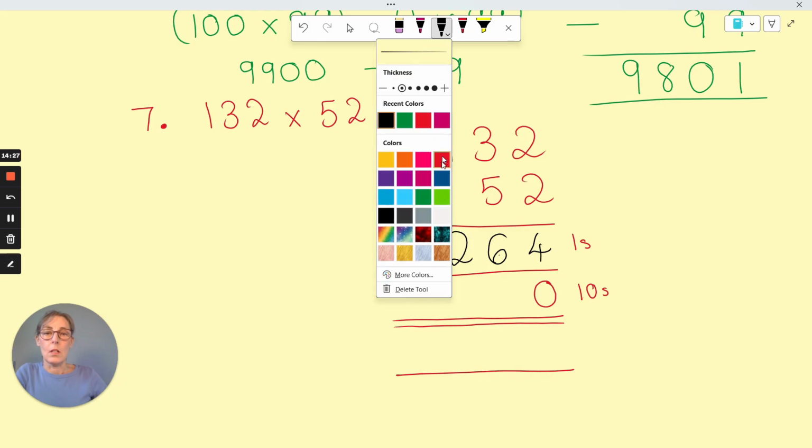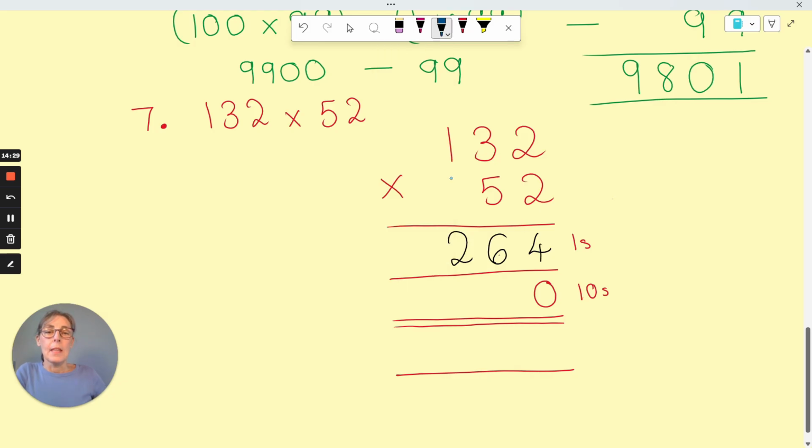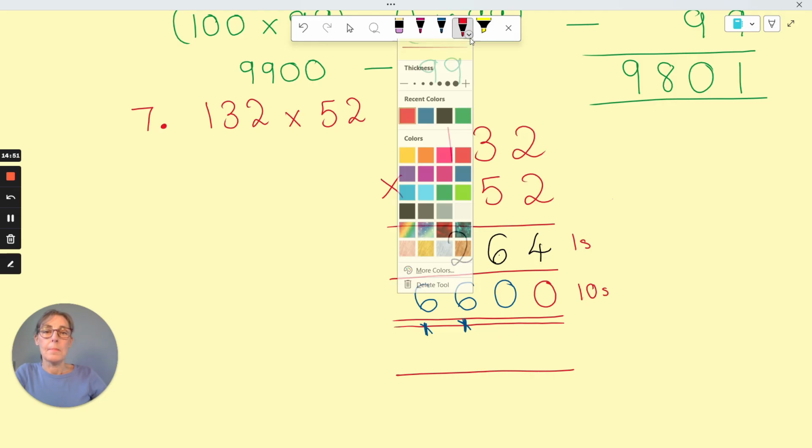Okay, let's do another colour. Now we're doing 5 in the tens. So 5 times 2 is 10. There, I've got 1 and 0. 5 times 3 is 15. Add 1 is 16. And 5 times 1 is 5. Add 1 is 6. Now I'm going to add those up.